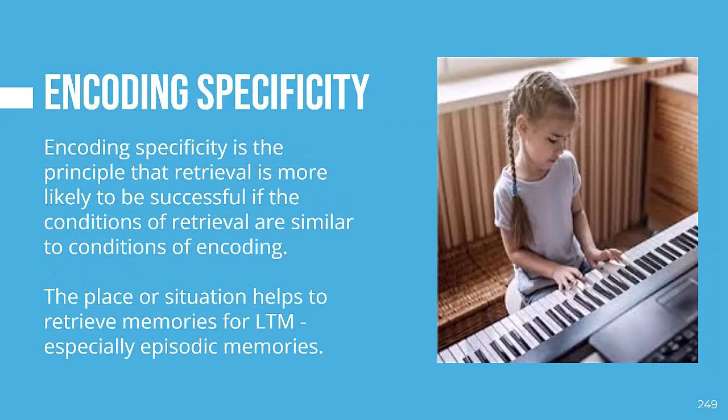Under certain conditions, retrieval may be easier. Retrieval is more likely to be successful if the conditions of the retrieval are similar to the conditions of learning. This principle is called encoding specificity. For example, according to the encoding specificity principle, if you decided to study for a psych test in the library, then you're more likely to remember things that you studied if you also take the test in the library.